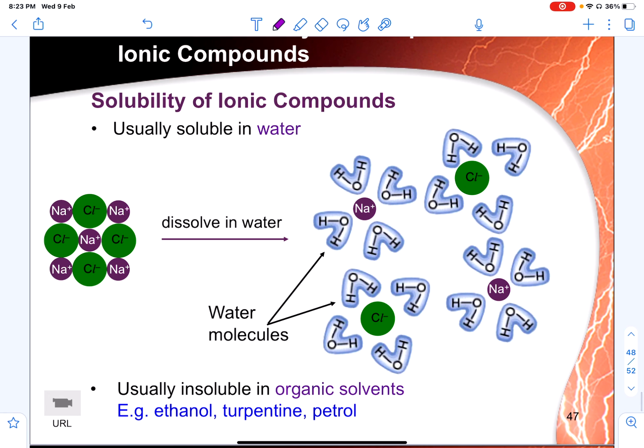For solubility, ionic compounds are usually soluble in water, meaning they are able to dissolve in water. When sodium chloride dissolves in water, it tends to break down into its ions. These are usually insoluble in organic solvents. One way to remember this: sodium chloride, your salt, you throw into water, it will dissolve immediately, and sodium chloride is an ionic compound. So anything that is an ionic compound tends to be able to dissolve in water. But if you throw it into organic solvents like petrol, oil, or ethanol, it tends to not dissolve, it will just be there.